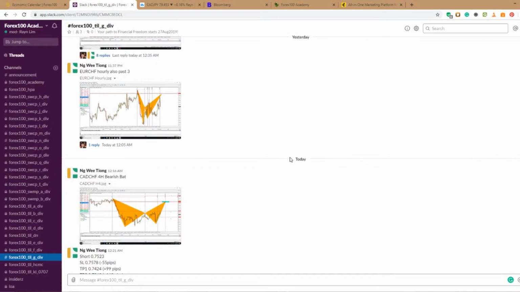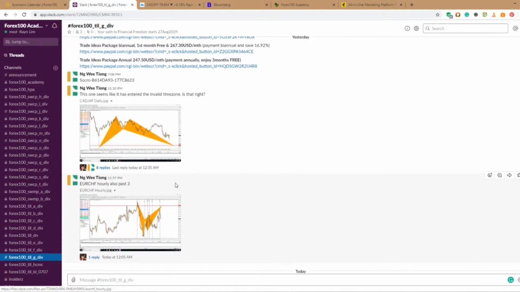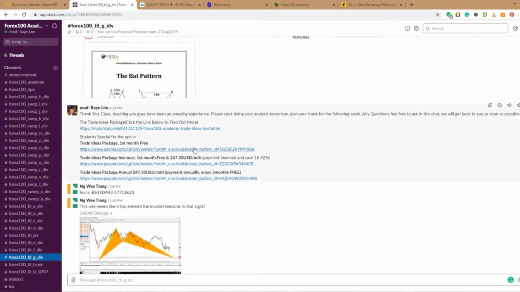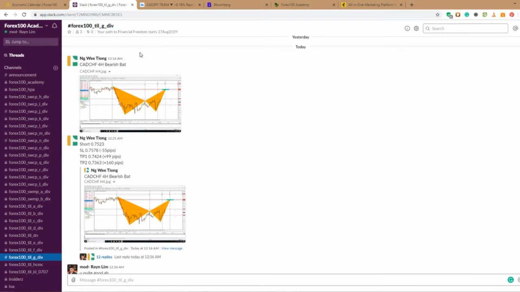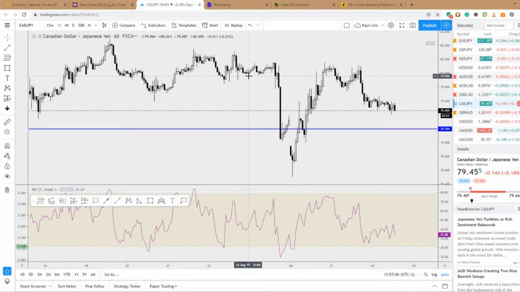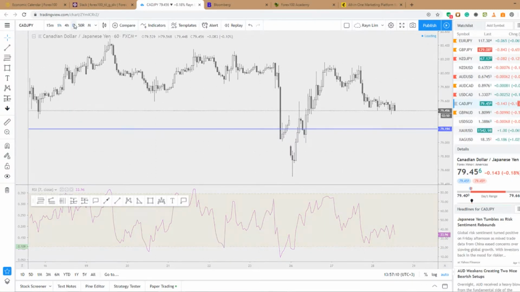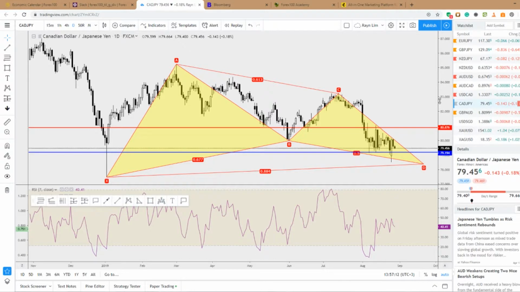Alright, Euro franc, bad pattern as well. CAD yen, bad pattern. My system spotted a godly because of the data difference. So anyway, that's a demo account. And CAD yen, he's right because my system also spotted a bad pattern. Alright, on my live account.